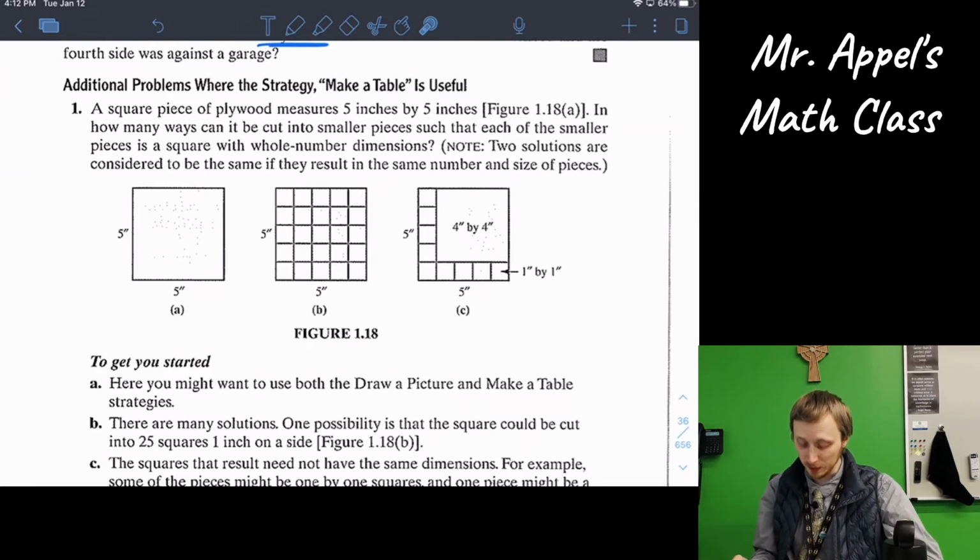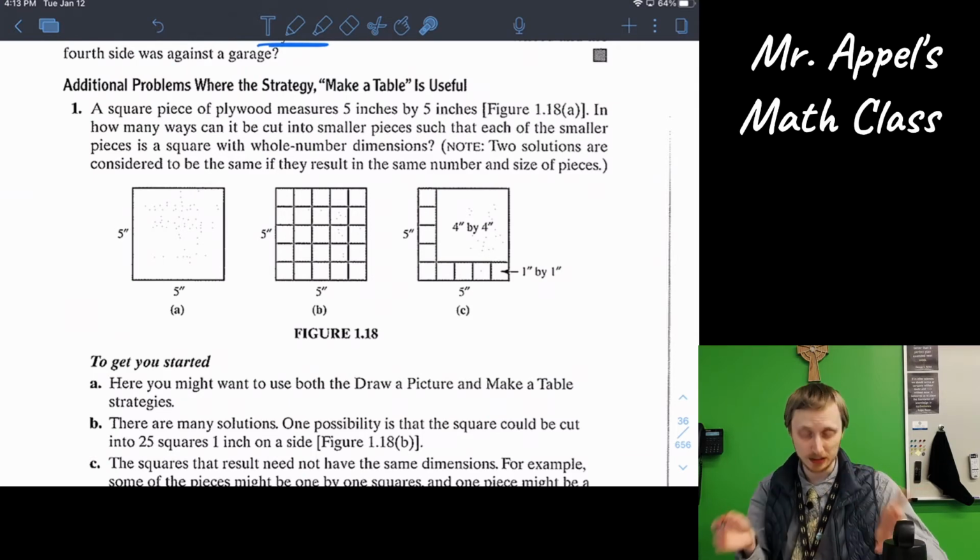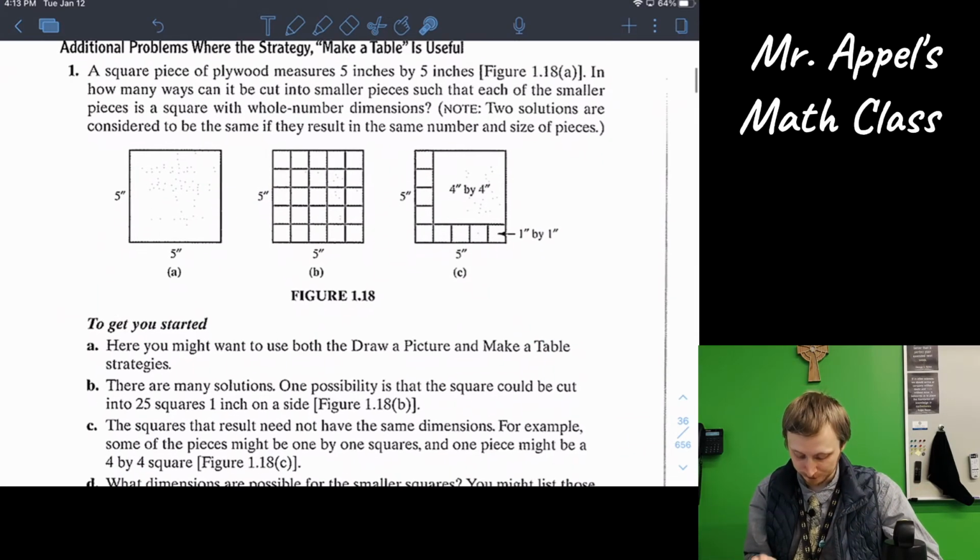All right, so to give you an idea, here's a few pictures here. We've got a full 5 by 5. You could cut it all up into single 1 by 1s, or you could go 1 by 1s around the edge and one large 4 by 4. If instead you had the 4 by 4 over here and then 1s along these edges, that would count as the same result. And we are not considering any kerf caused by any saw blade in cutting the actual plywood.